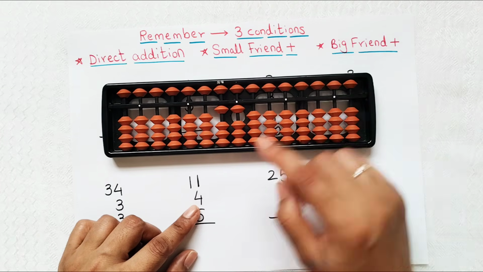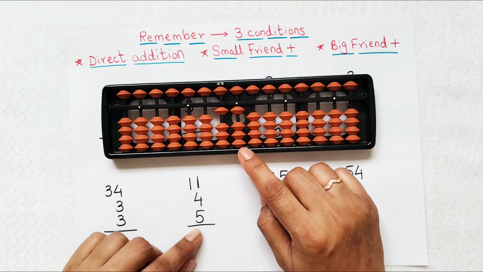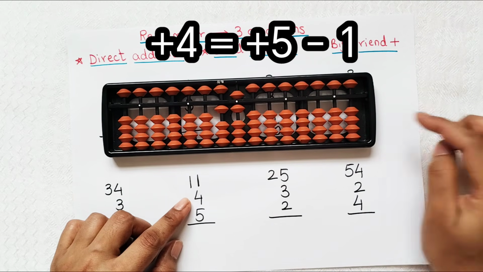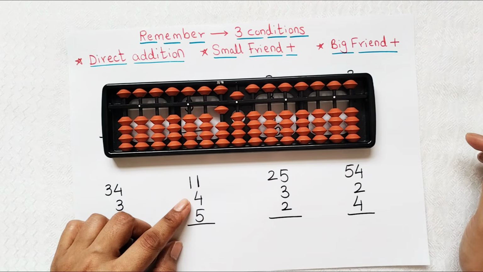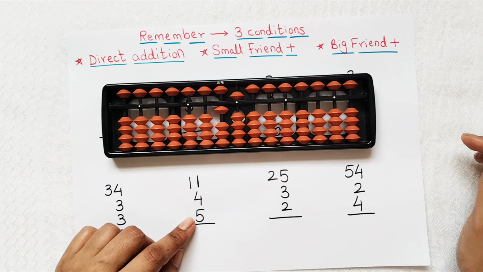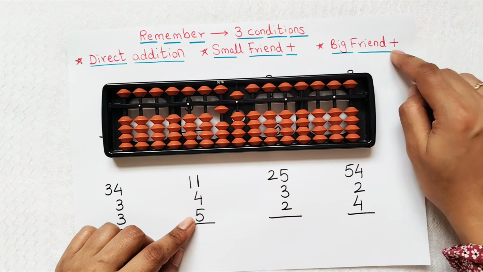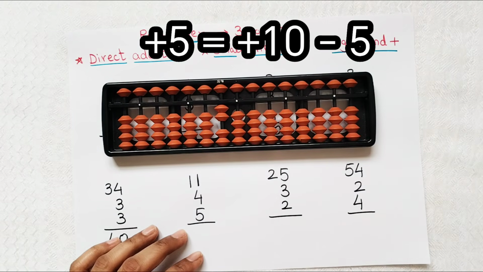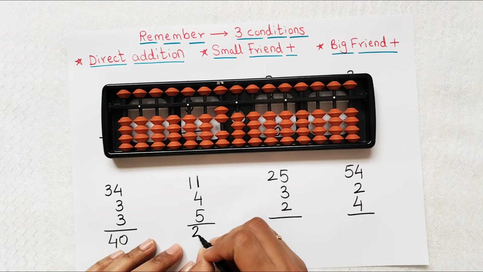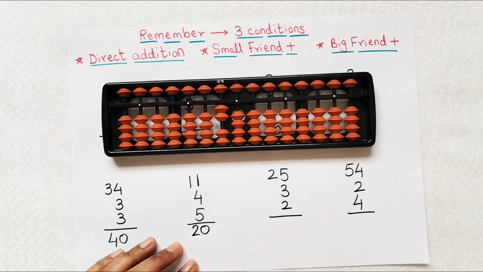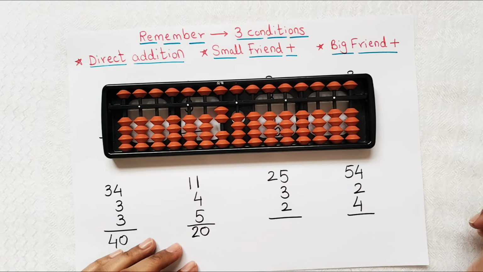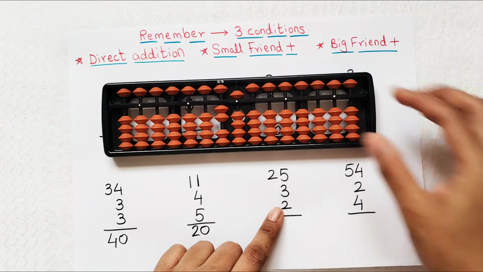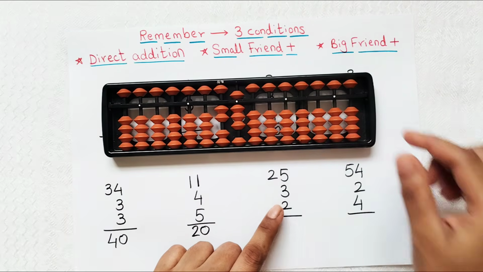Next, 25 plus 3 plus 2. 25 plus 3. Can I do it directly? Yes. Plus 2. I cannot do directly. I cannot even use the small friend. So I have to use the big friend now. Who's the friend of 2? In big friend, who's the friend of 2? That is 8. Very good. So add 10 less 8. My answer is 30.